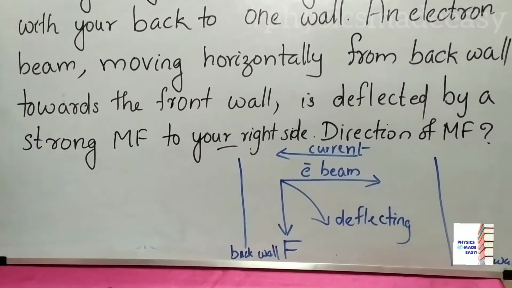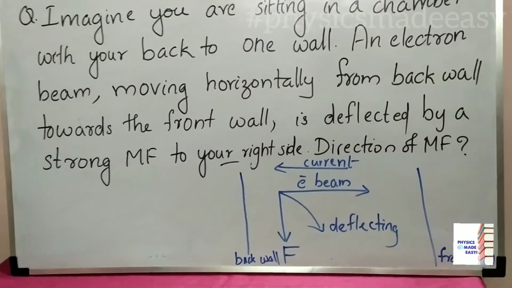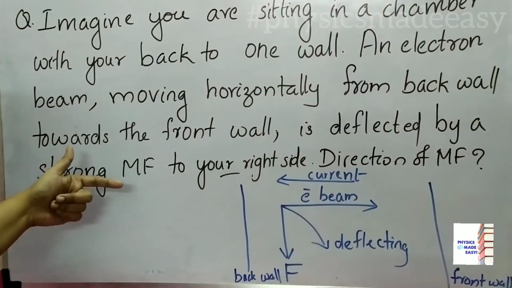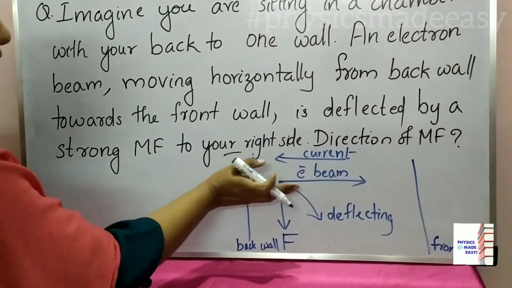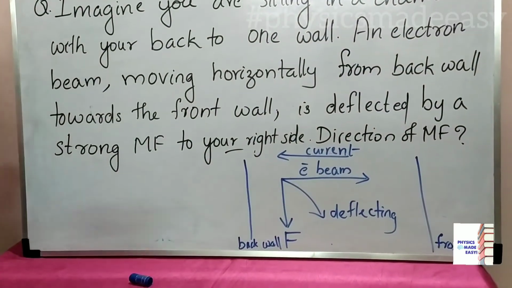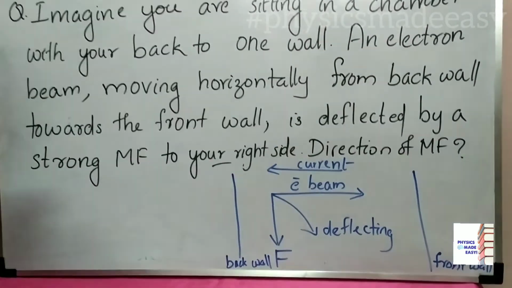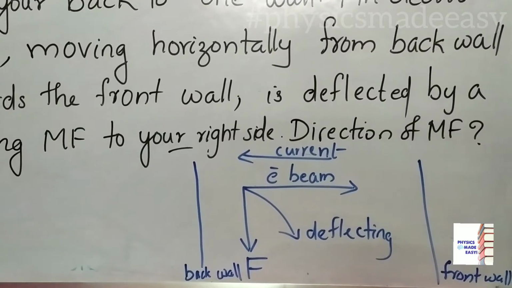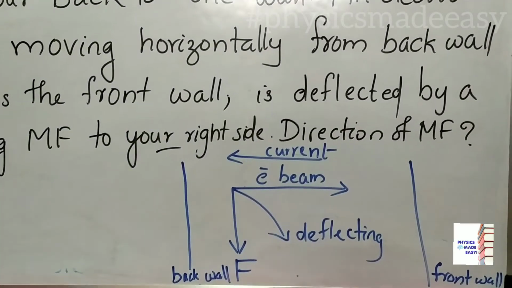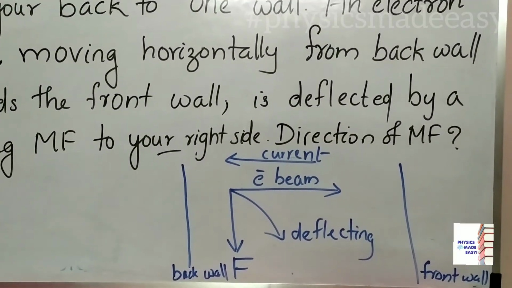Then it is given that these particles are deflected by a strong magnetic field to your right side. This beam, these electrons, are deflecting towards the right side due to that strong magnetic field. So we can show the direction of force in this way. Now we have to get the direction of magnetic field.